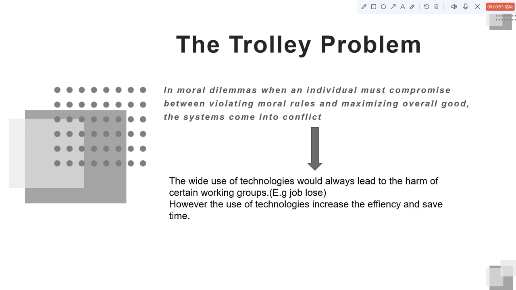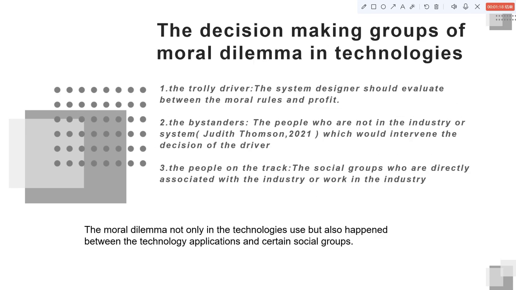However, I think the trolley problems or moral dilemmas can be adapted in different ways. The wider use of technologies always leads to harm to certain working groups, such as job loss in certain industry groups. However, the use of technology increases efficiency and saves time for the overall industry. So here are three main groups for decision making in the moral dilemmas in technologies.